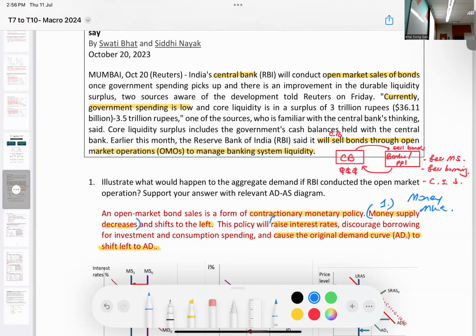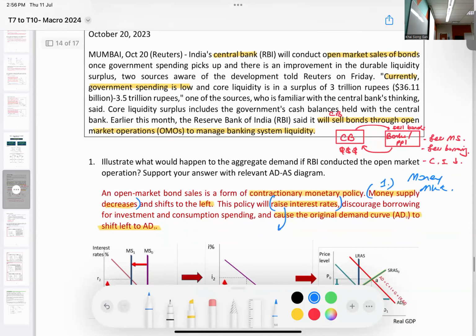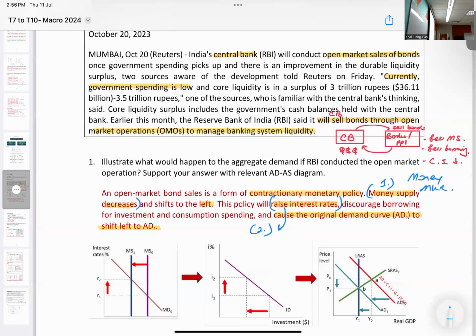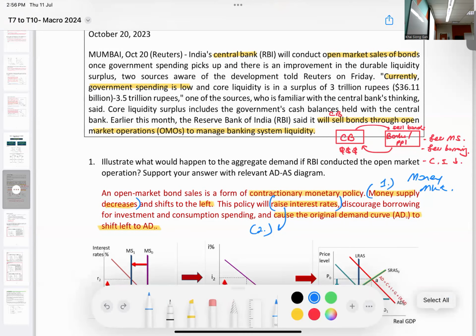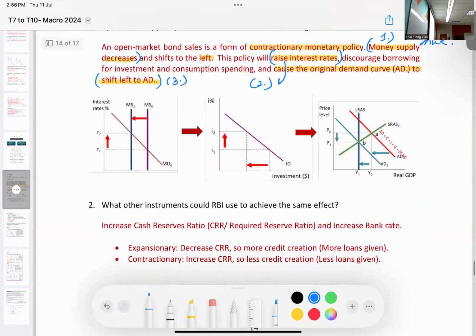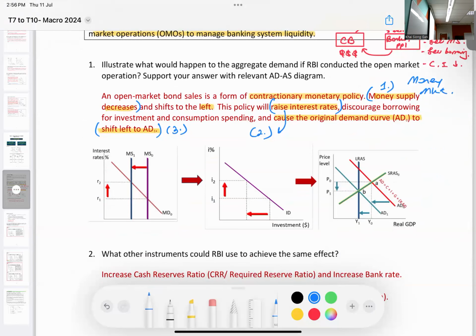It raises the interest rate. Then a new graph: the IS curve, the investment saving curve, which is another diagram. And the third one shows the aggregate demand curve shifting leftwards. So I want to show these three impacts on three diagrams together. So this is how it is being drawn.